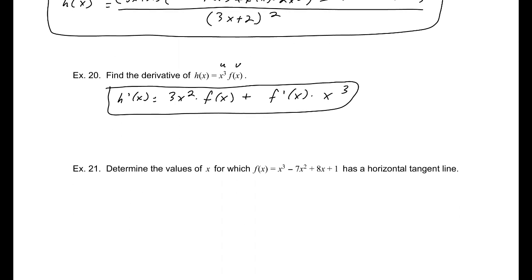All right, number 21, determine the values of x for which this function has a horizontal tangent line. A horizontal tangent line means we have something like this, where our slope is 0. So let's first find the derivative of this. The derivative of that is 3x squared minus 14x plus 8. We want to know where that is 0.